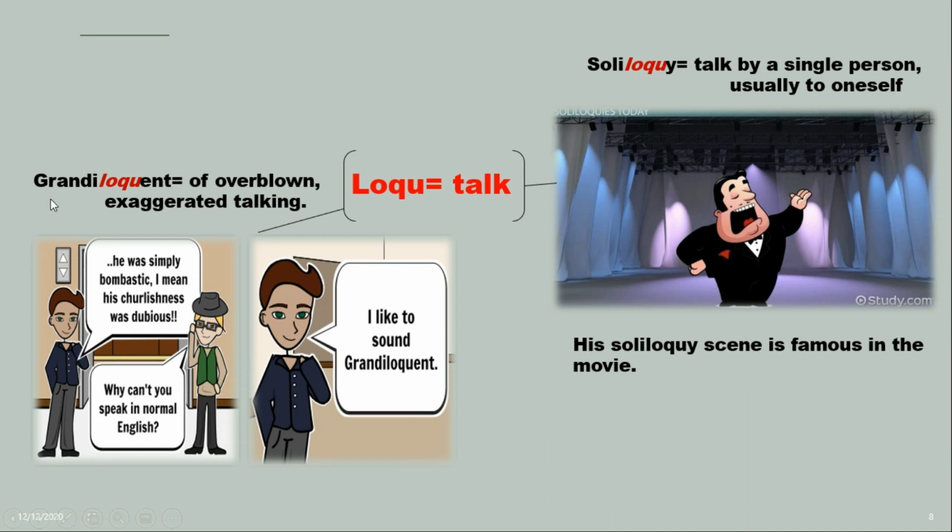Next, look at the word grandiloquent, which means of overblown, exaggerated talking. See here, I like to sound grandiloquent. Next, soliloquy, talk by a single person, usually to oneself. Example is, his soliloquy scene is famous in the movie. Again, let us look at two different words here. Grandiloquent means of overblown, exaggerated talking. Soliloquy means talk by a single person, usually to oneself.